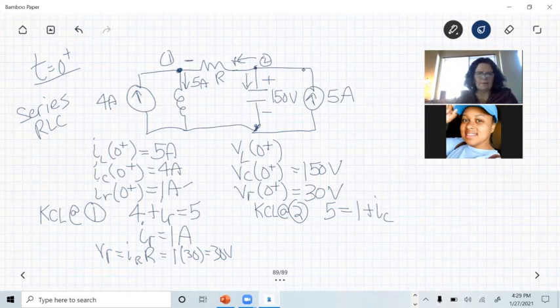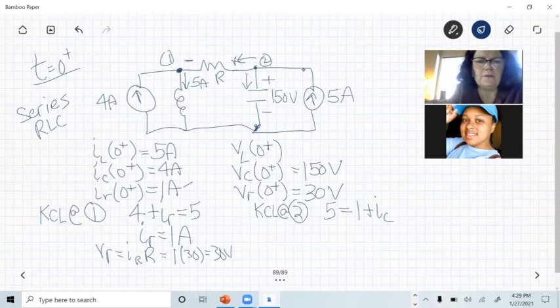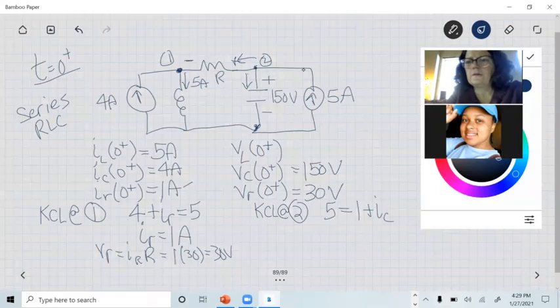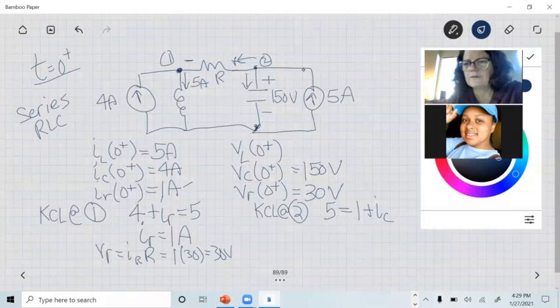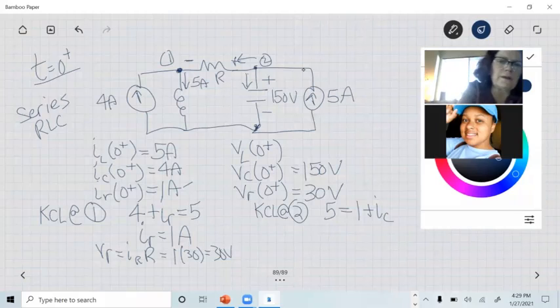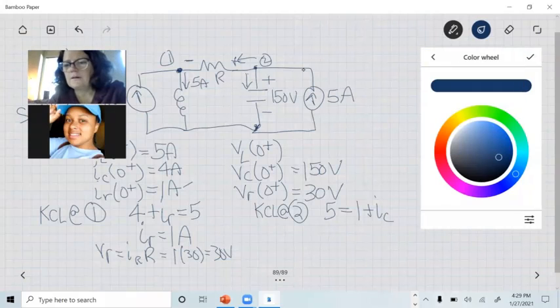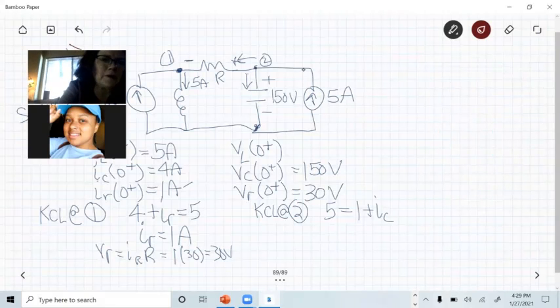All we have left to find is VL. I'm going to change colors. Oh, my color wheel is behind you guys. Everybody lean to the left. Red. Lean back, everybody lean back to the right.